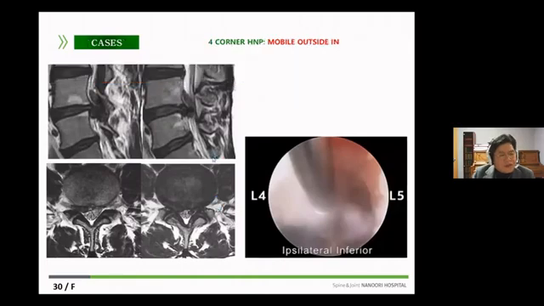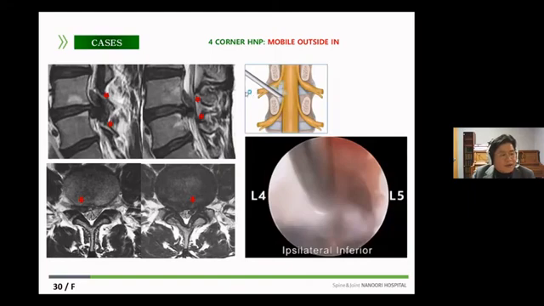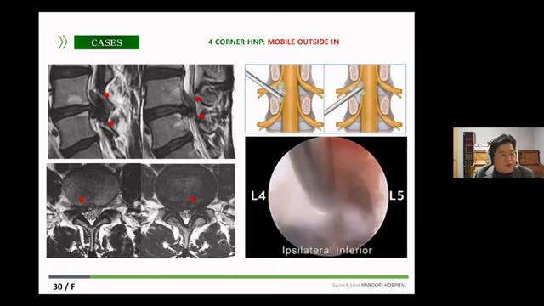And until now, the transforaminal approach has not been easy for removing the regions up to the deep site due to various factors. However, now, as seen in these cases, it is an area that can be effectively solved, including the four corner pathology, through a transforaminal approach.